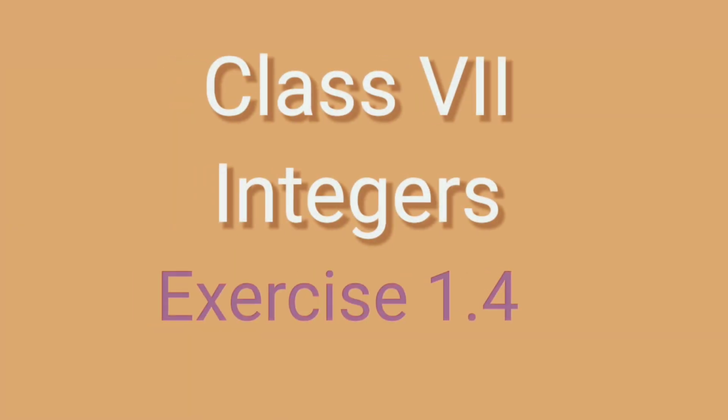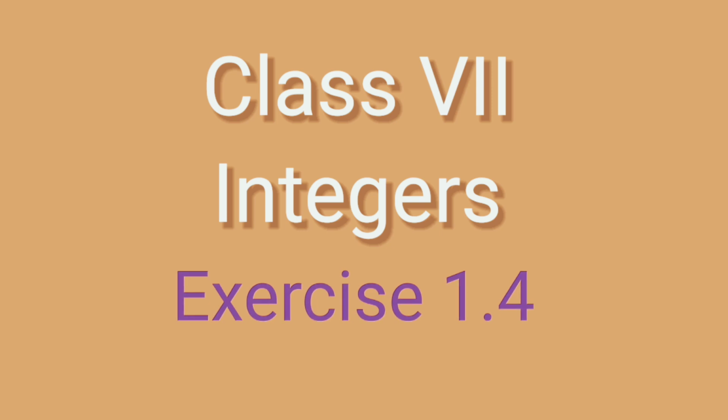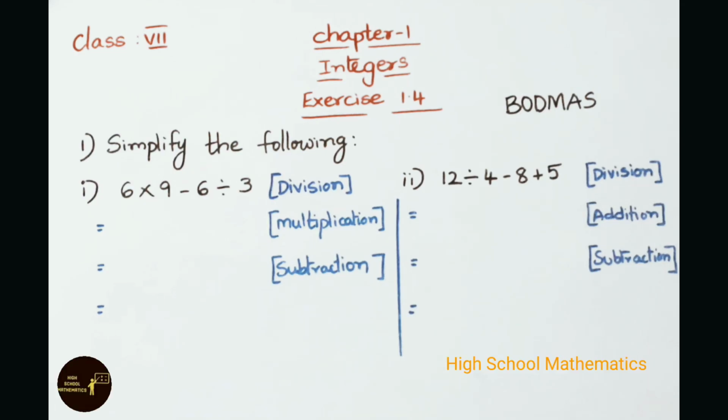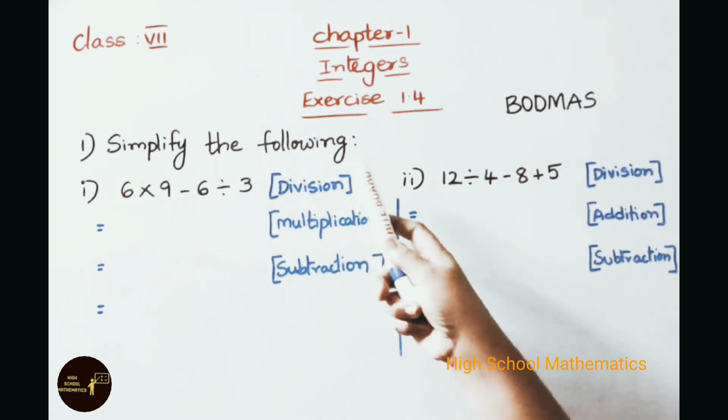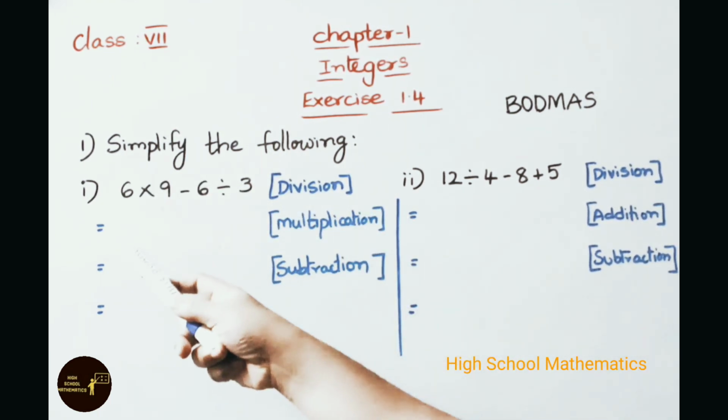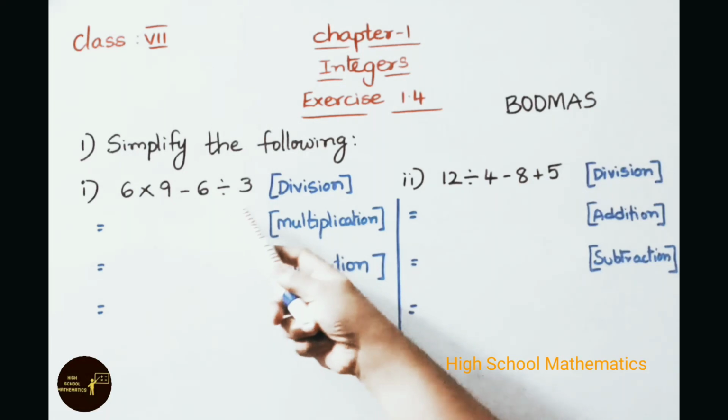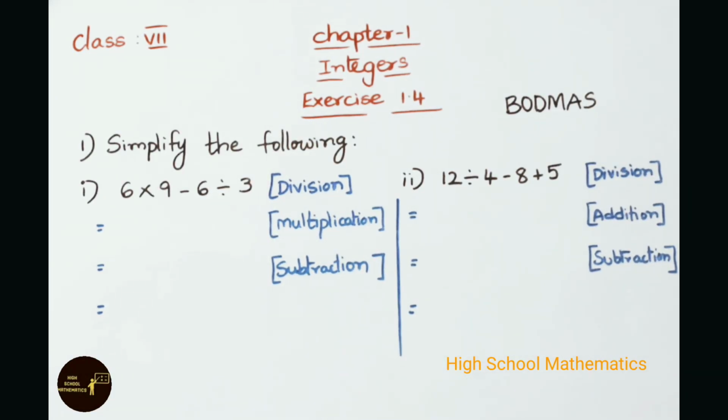Today we are going to learn class 7 chapter 1 integers exercise 1.4. See now question number 1, simplify the following. See the first sum, 6 into 9 minus 6 divided by 3. We are going to solve this sum by using the BODMAS rule.